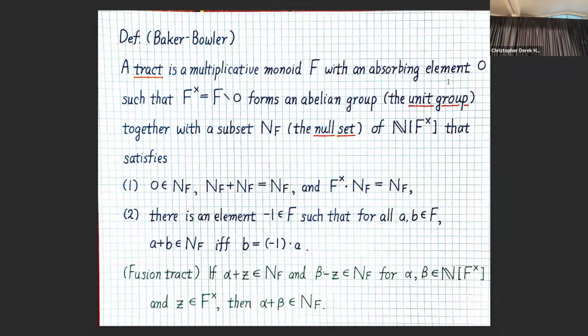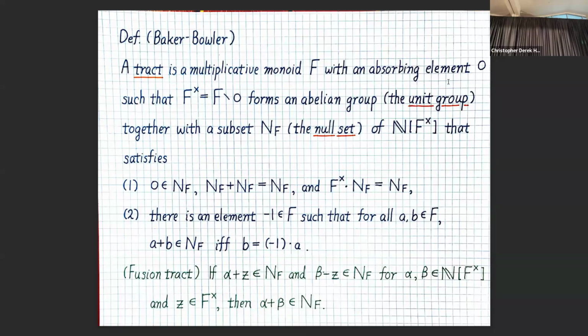And we're going to consider such a zero set not over a field, but more generally, the so-called tract. So a tract is a multiplicative monoid, so you can multiply two things, with an absorbing element 0, such that the set of non-zero elements forms an abelian group, the unit group. So far, everything is exactly the same as a field.